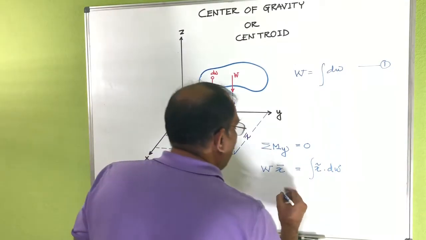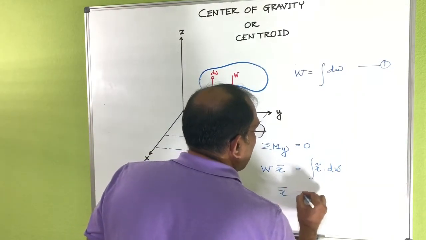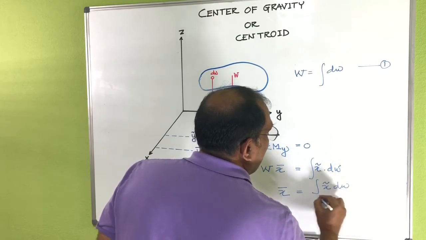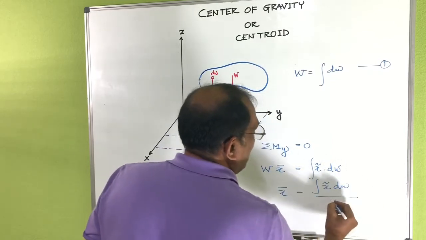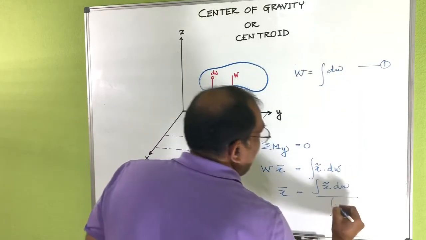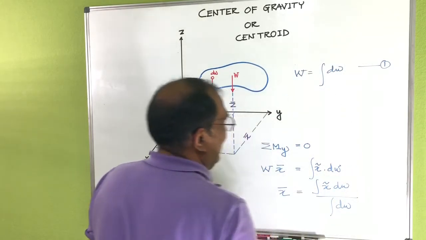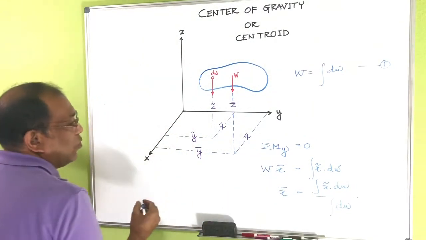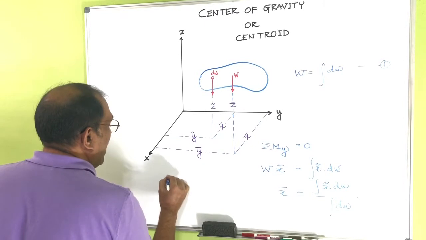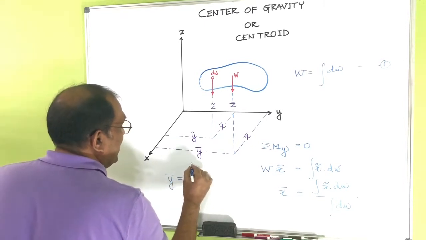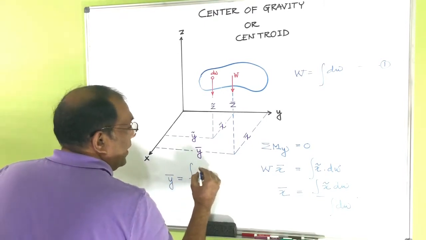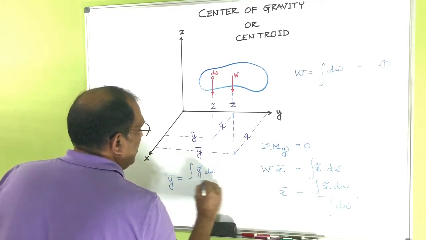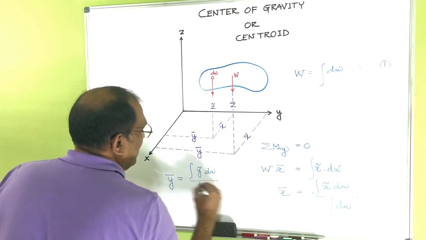Now if I try to find x bar, that's the integration of x tilde dW divided by W, which is nothing but the integration of dW. Similarly, if I take a moment along the x-axis, I can find my y bar, which is the integration of y tilde dW divided by the integration of dW.